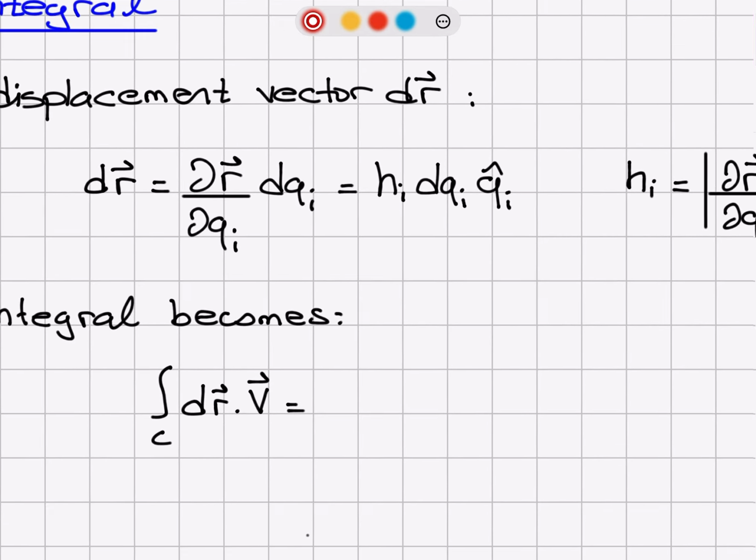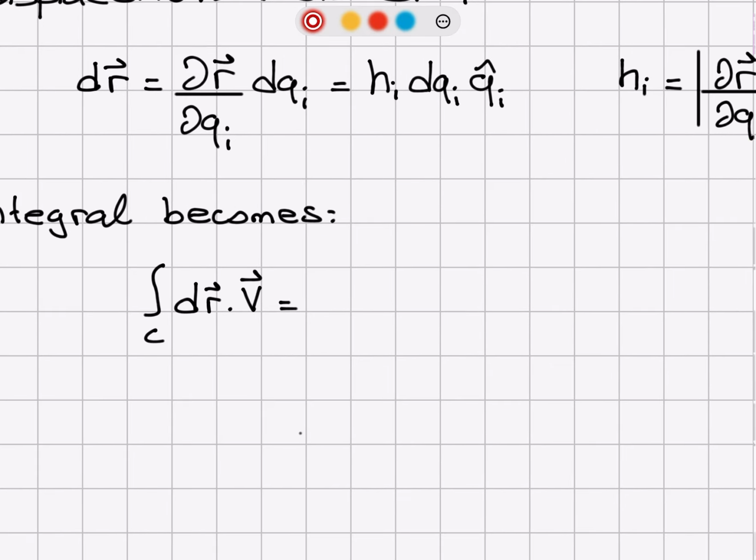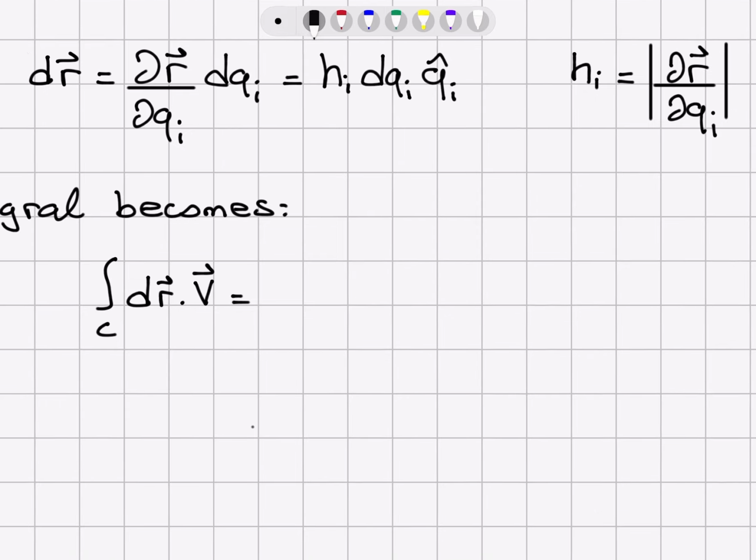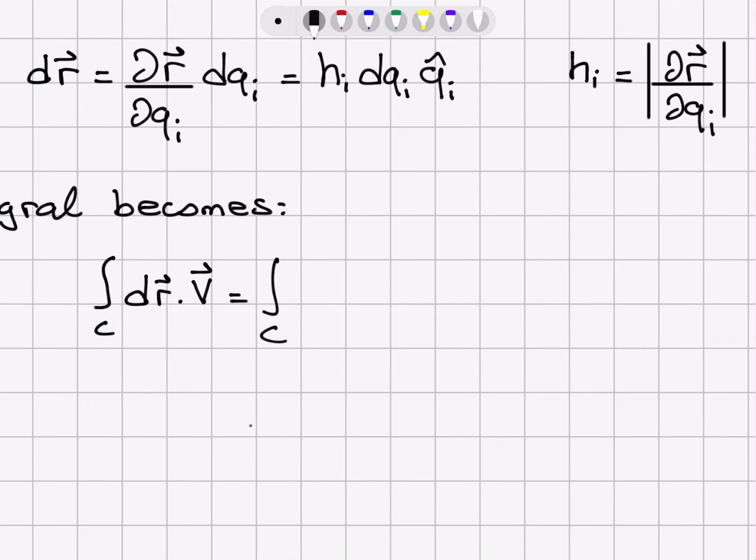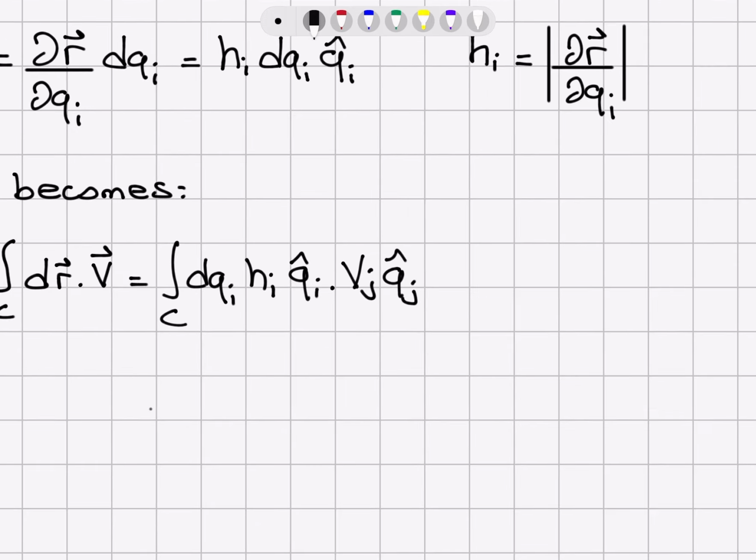Okay, so once we know how to write the displacement vector, the differential displacement vector, we can perform a line integral over a contour, dr dot product with the vector v. This is going to be a contour integral dqi hi qi hat dot product with vj qj hat. So this is our vector v written in terms of its components in the curvilinear coordinate system.